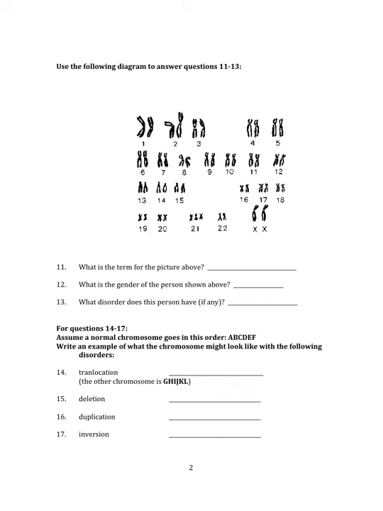Number 11 says, what is the term for the picture above? And you should recall from the notes and the activity we did that this is a karyotype, a picture of all of the chromosomes from one cell. Number 12, about this karyotype, asks, what is the gender of the person shown above? So we know we need to look for the sex chromosomes. They're always the last pair in a karyotype. So here's the sex chromosomes. And you can see that both of the sex chromosomes here are X chromosomes. Anytime you have 2 X chromosomes, you have a female.